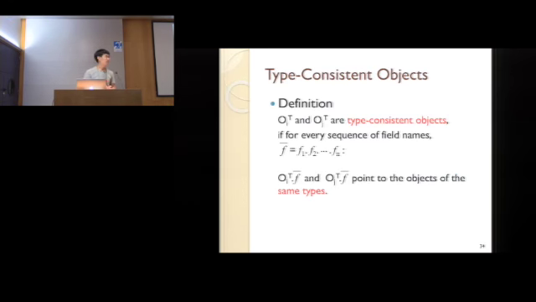We say two objects, OI and OJ of the same type, are type-consistent objects if for every sequence of field names, say f-bar, OI.f-bar and OJ.f-bar point to objects of the same types. And to build the heap abstraction, MAHONG only merges type-consistent objects.